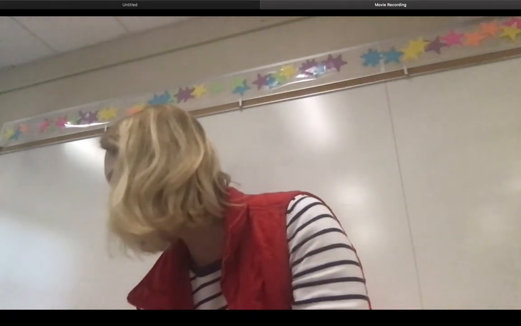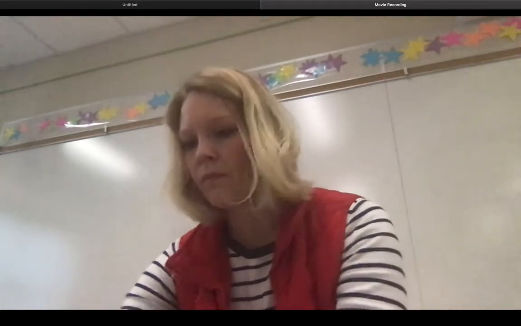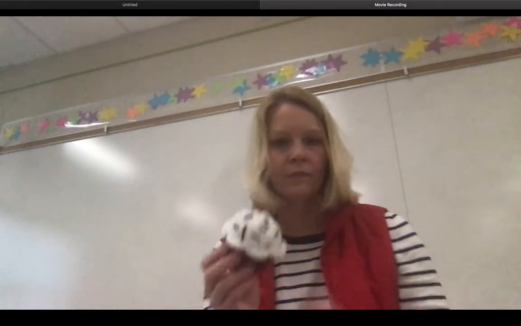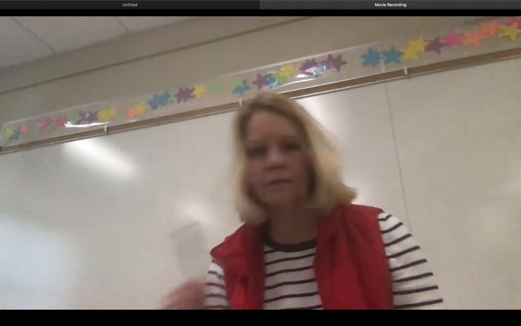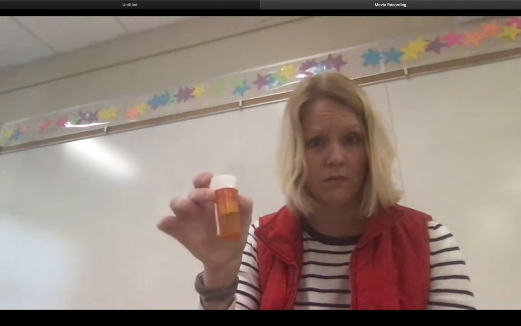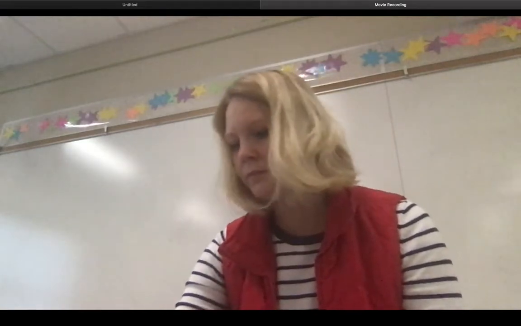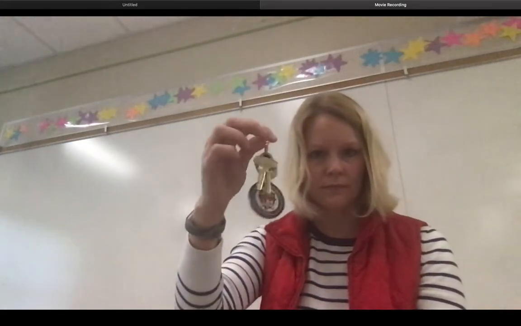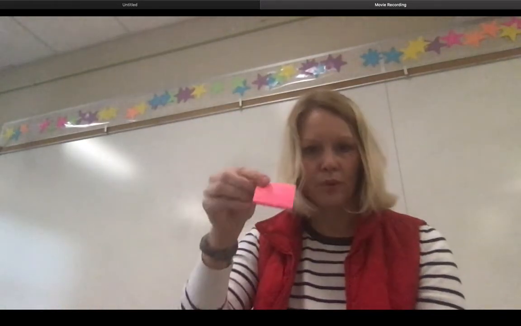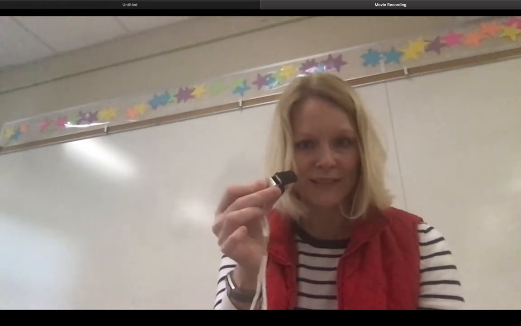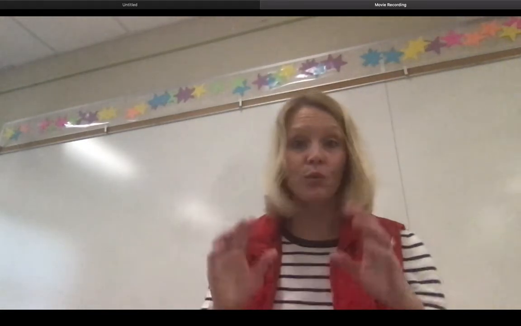Paperclip, baby, gum, cupcake, pencil, stool sample, tape, marker, keys, Post-it, brain ball, and whistle.